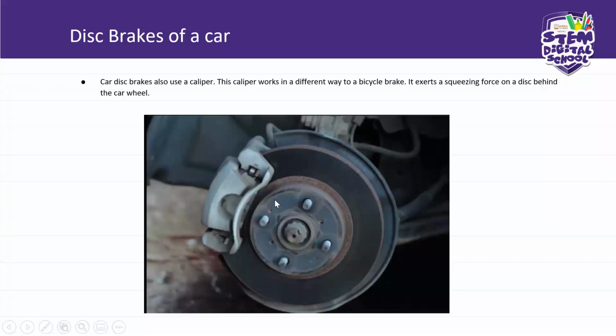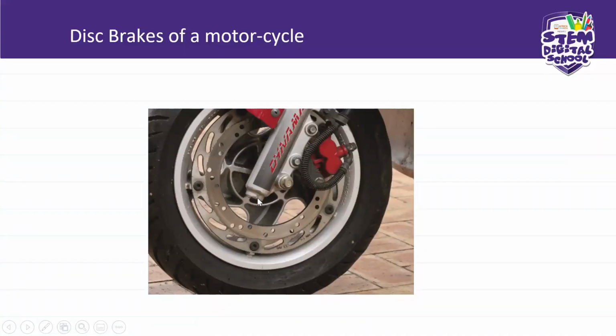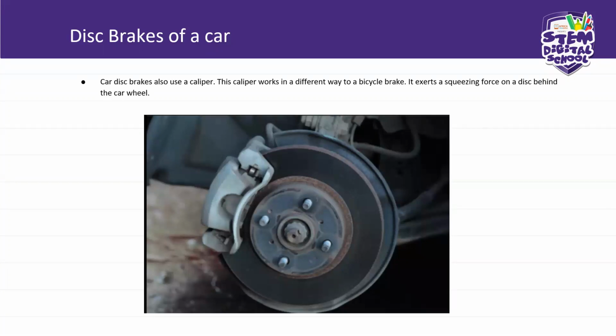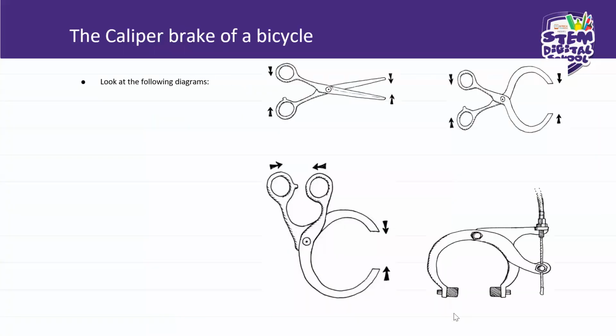These are disc brakes of a motorcycle. Okay. They have a different holding to that of a car because they are attached to the wheel itself. When you look at this one, it is different. The wheel has been taken out. This is behind the car wheel. This one exerts a force on the wheel itself.